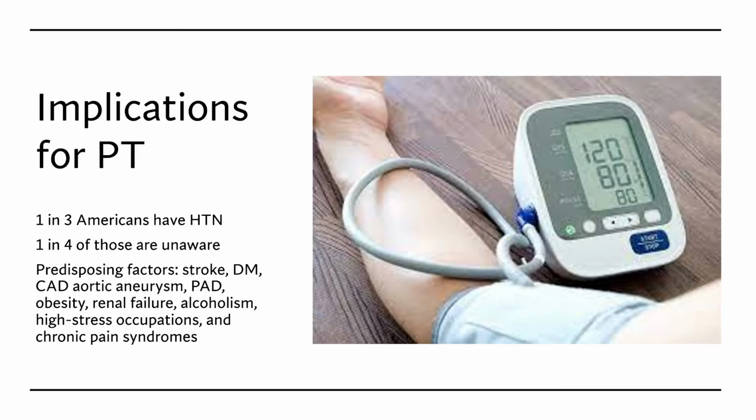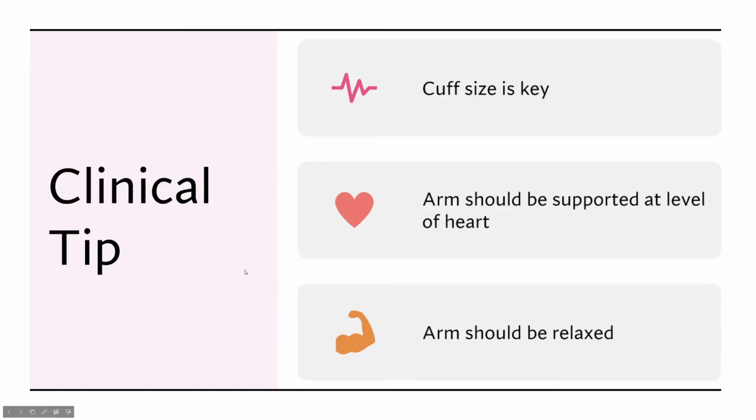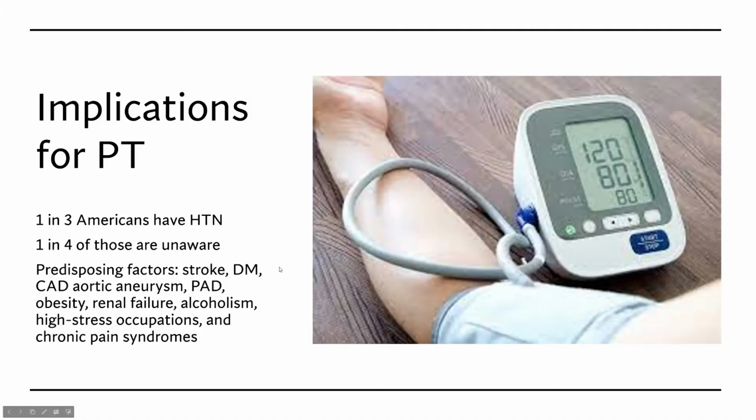Obviously in home health or skilled nursing or the hospital, of course you're checking it. But even in settings where you don't have to check it, I would recommend you check it. If you have a patient with any one of these disorders, stroke, diabetes mellitus, coronary artery disease, aneurysm, peripheral artery disease, obesity, renal failure, alcohol, and so on, they are likely one of these 1 in 3s. So even if they don't have a diagnosis, you should be checking their blood pressure. These are all predisposing factors to hypertension.